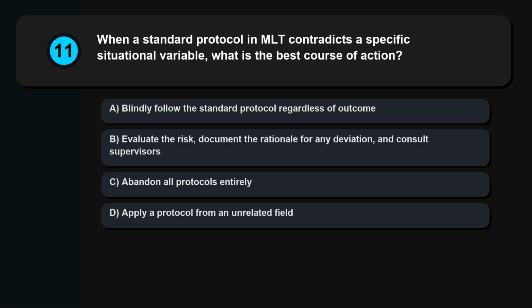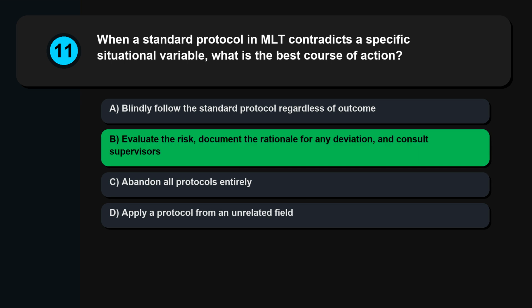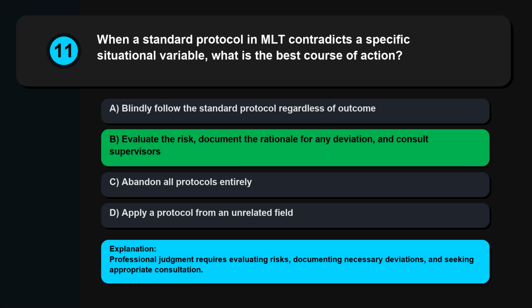Question 11. When a standard protocol in MLT contradicts a specific situational variable, what is the best course of action? Blindly follow the standard protocol regardless of outcome. Evaluate the risk, document the rationale for any deviation, and consult supervisors. Abandon all protocols entirely. Apply a protocol from an unrelated field. Professional judgment requires evaluating risks, documenting necessary deviations, and seeking appropriate consultation.